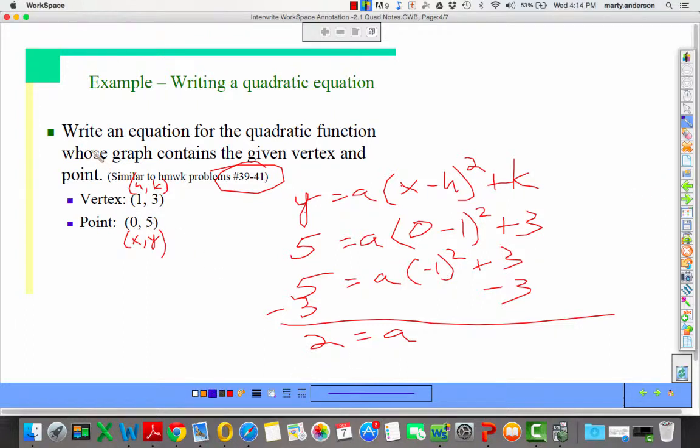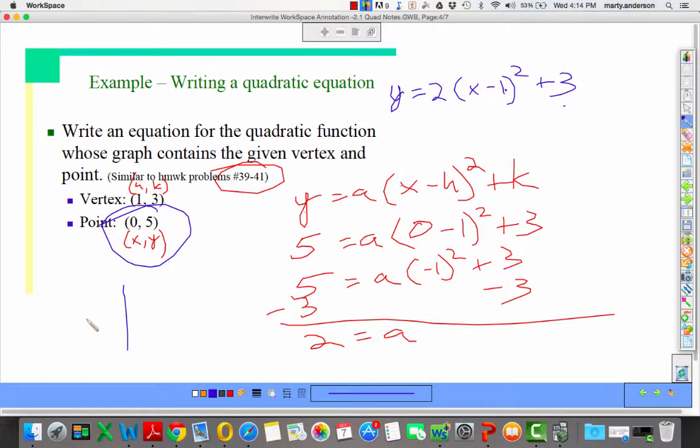So my final answer here, what is the equation? y equals 2 times x minus 1 squared plus 3. h and k clearly visible. The value of a is what you solve for with this other point. You can't just assume that a is going to be 1. So that's how, given the vertex and another point, you can find a.